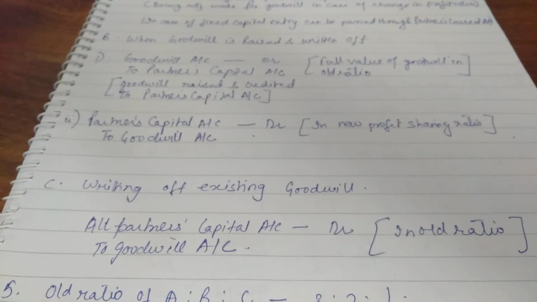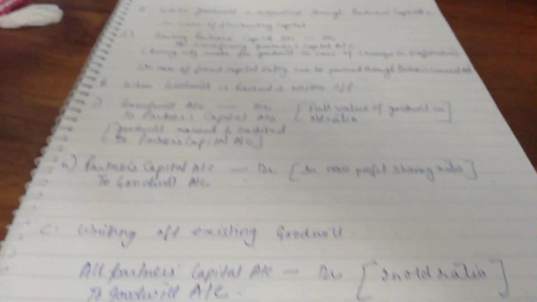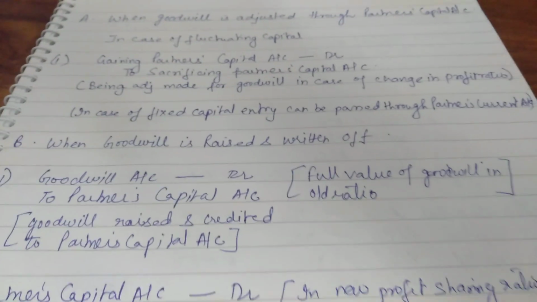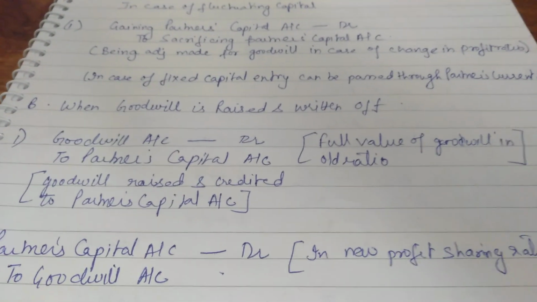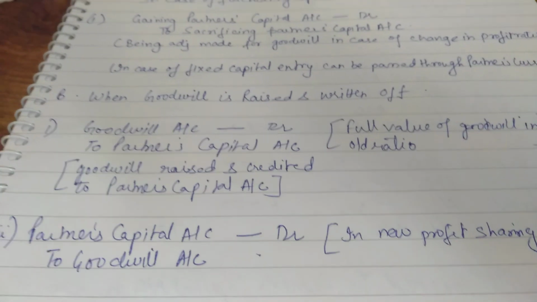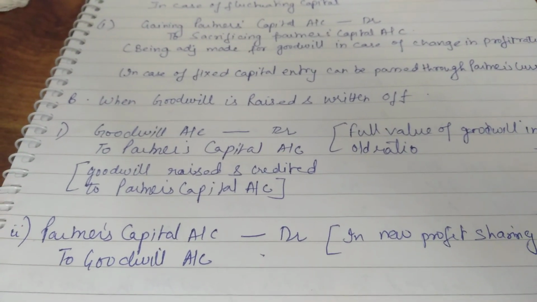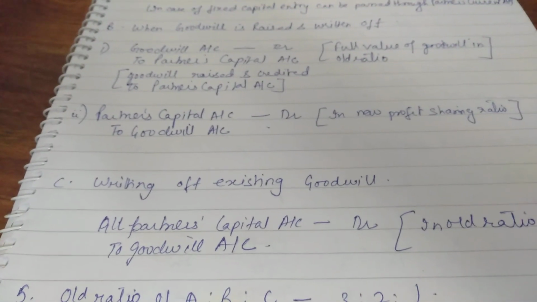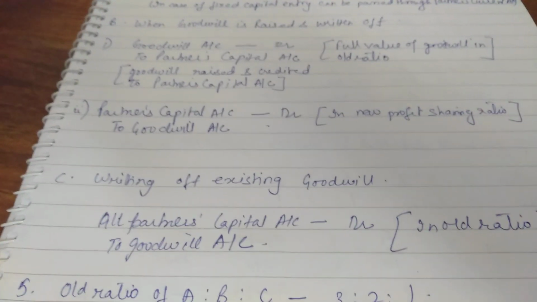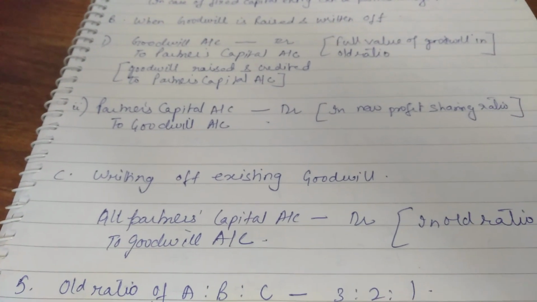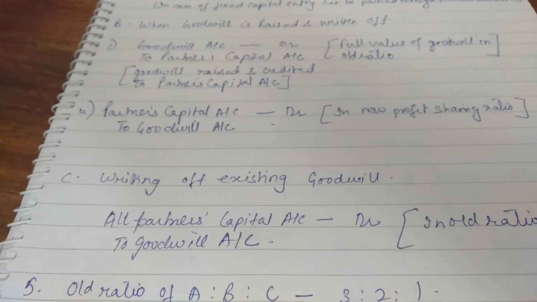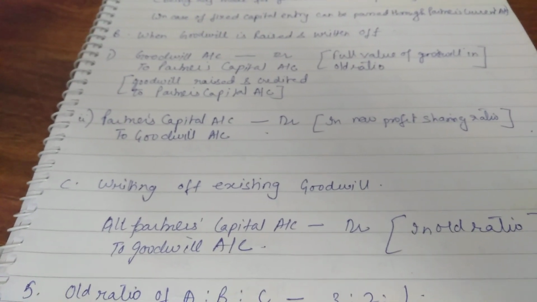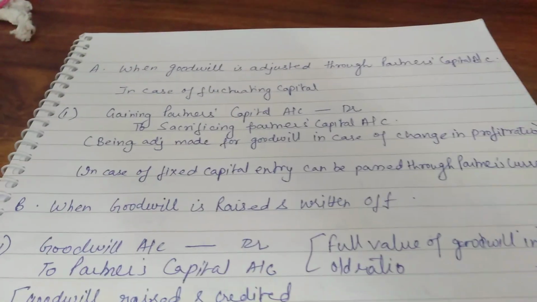Now cases will be given and accordingly you have to pass the entry. First is when goodwill is adjusted through the partner's capital account. Second, when goodwill is raised and written off. If this line is mentioned, then you have to pass these entries: goodwill to partners' capital firstly in old ratio, then partners' capital to goodwill in new ratio. And lastly, writing off existing goodwill. If they have mentioned that goodwill existed in the books, then you have to write it off. You have to remember this. So these are the three journal entries.